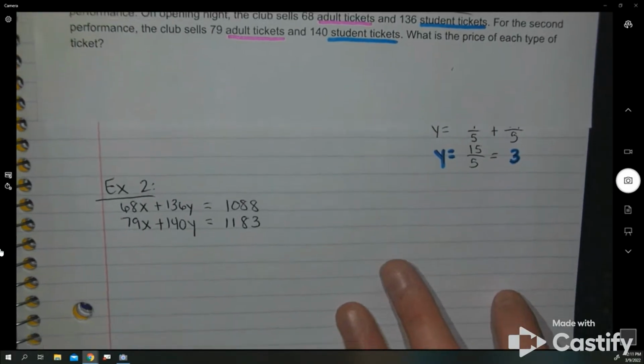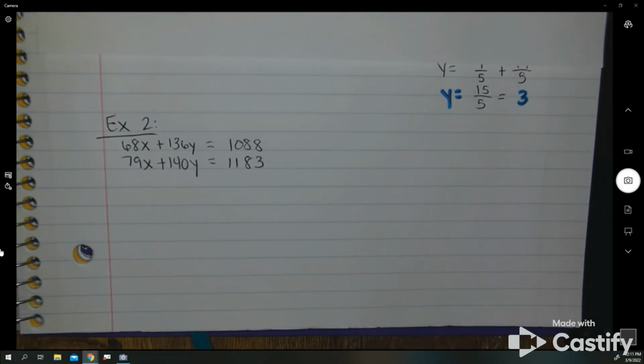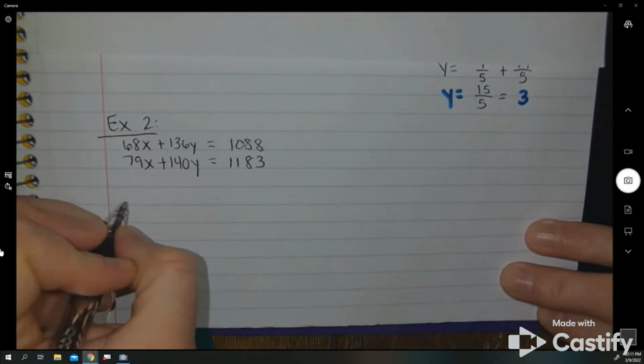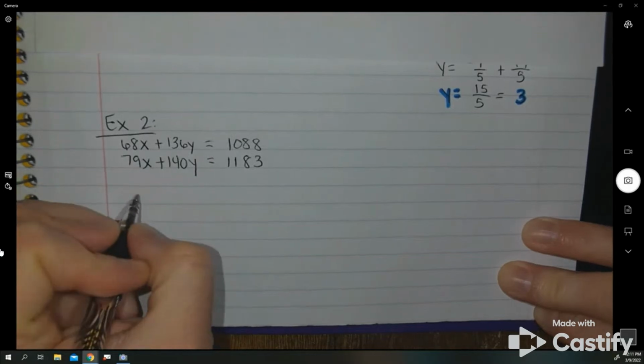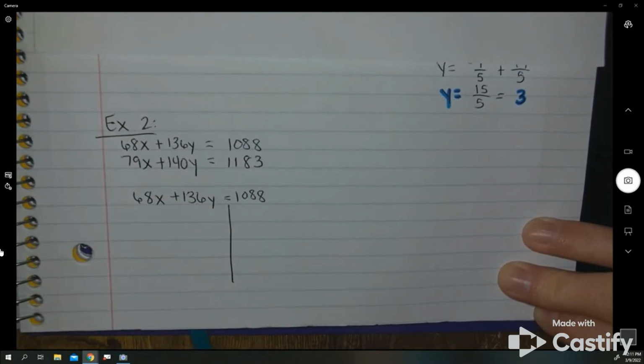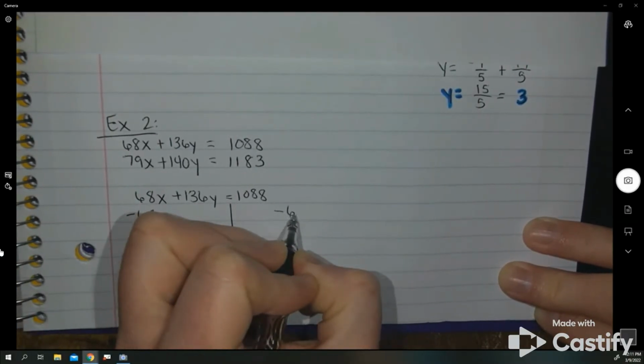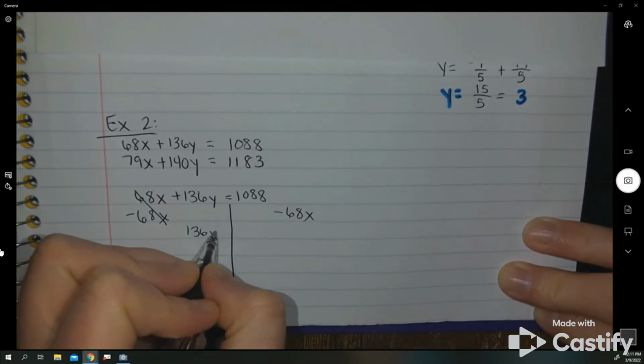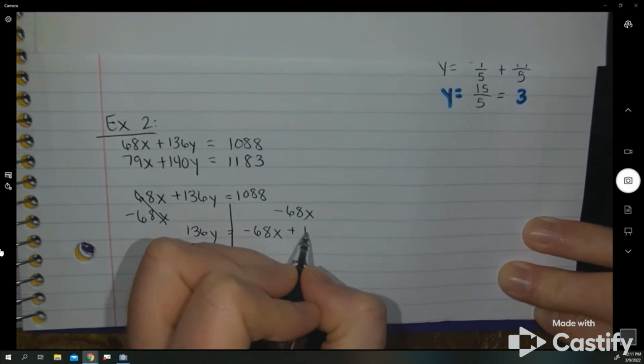Just like in our previous example, we don't have an equation that starts out x equals or y equals. So what we want to do is solve one of these equations to get x equals or y equals. So I'm going to choose the top one, and I'm going to solve this one for y. So I had 68x plus 136y equals 1088. I'm going to subtract 68x. That's going to give me 136y equals -68x plus 1088.